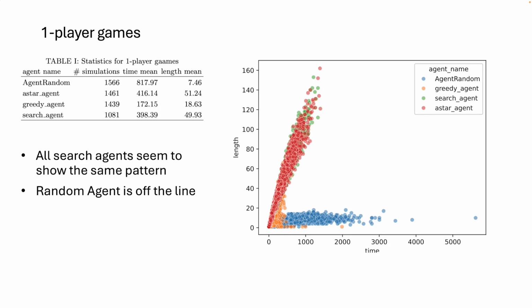We can see the same results if we consider the scatter plot of time and length. As you can see, all search agents, actually including the greedy one, show almost the same pattern, while the random agent is completely off the line.